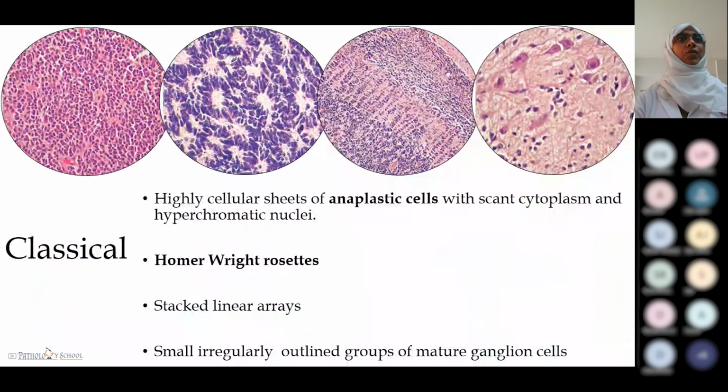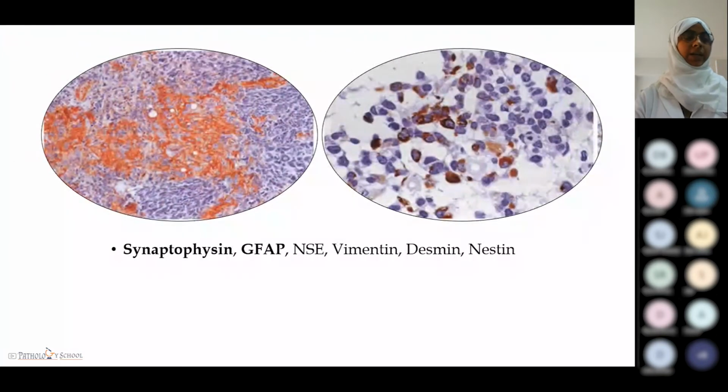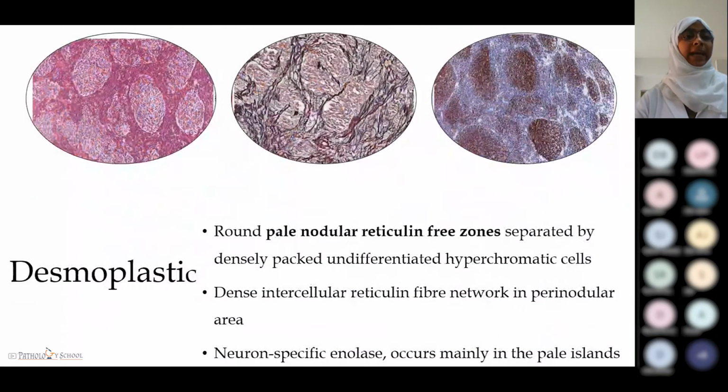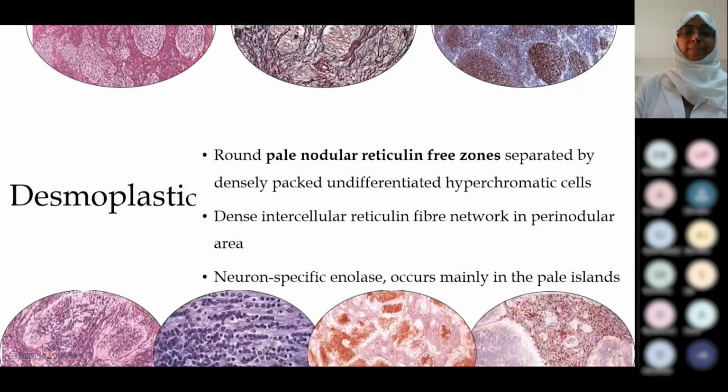And when you look at the microscopy, different types have different microscopy. Like in classical, you have highly cellular anaplastic cells with Homer Wright rosettes and stacked linear array cells, giving focal positivity for synaptophysin and GFAP. Now the desmoplastic type has pale islands and island nodules with internodular undifferentiated cells, which will show an excess of reticulin, and will show positivity for NSE.